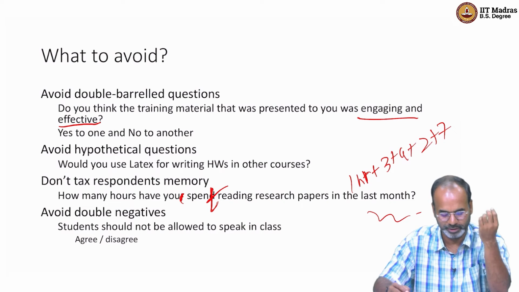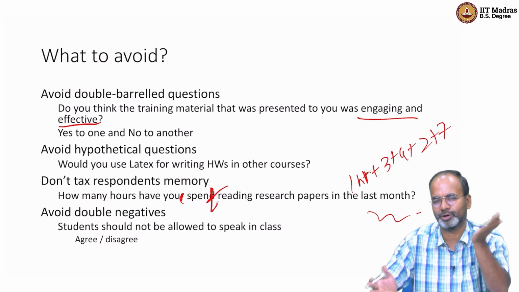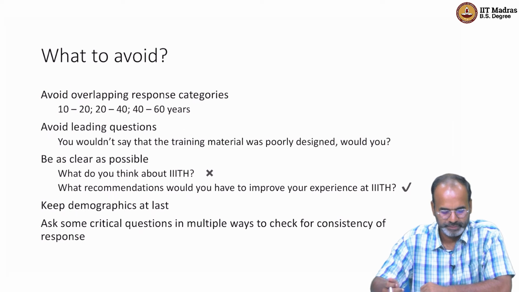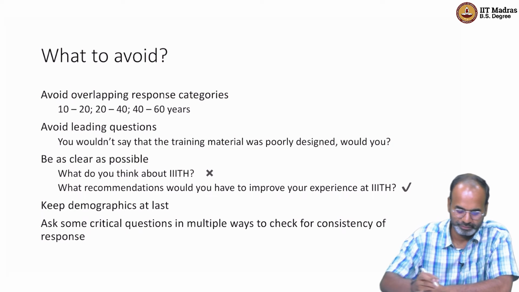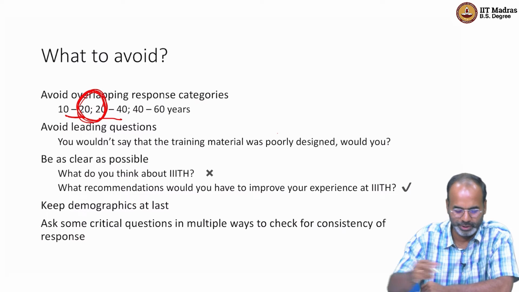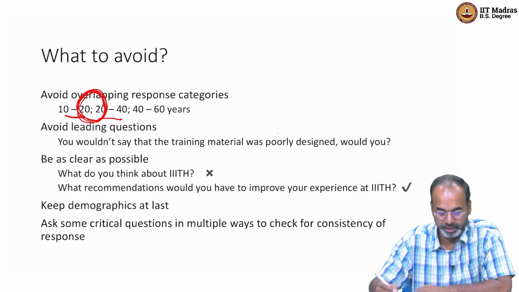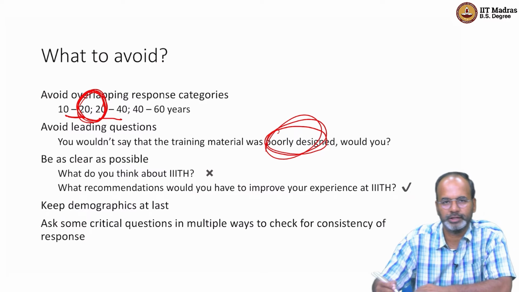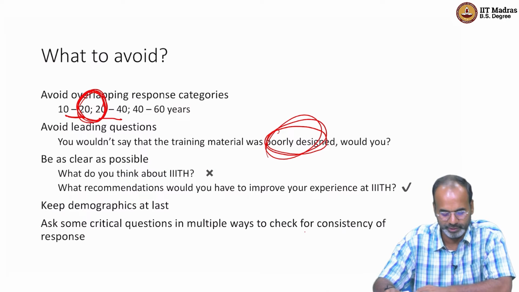Avoid double negative questions. Students should not be allowed to speak in the class. Meaning, what does agree mean? What does disagree mean? It's not clear here completely. Avoid overlapping responses, 10 to 20, 20 to 40. It's not clear where I should put myself when I'm 20. Avoid leading questions. You wouldn't say that the training material was poorly designed, would you? This is already primed with poorly designed. It's pushing the user to think towards it being poorly designed.